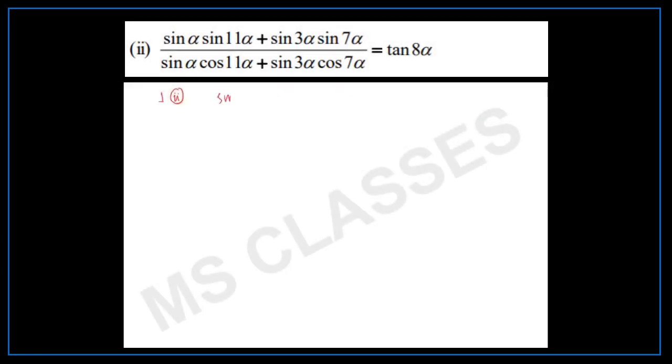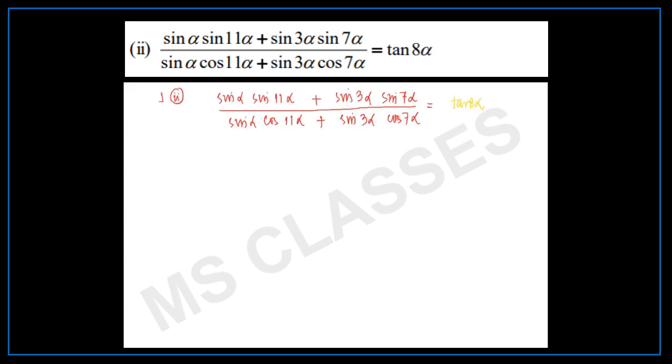sin alpha sin 11 alpha plus sin 3 alpha sin 7 alpha, divided by sin alpha cos 11 alpha plus sin 3 alpha cos 7 alpha, equal to... we have to prove tan 8 alpha. This is what we need to do.